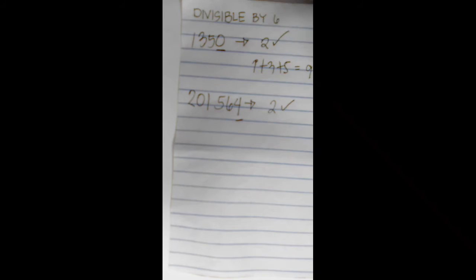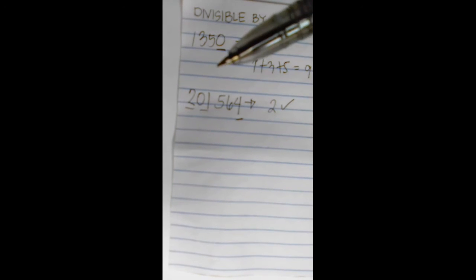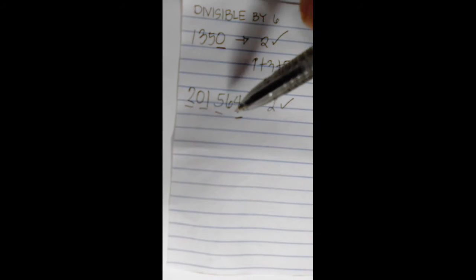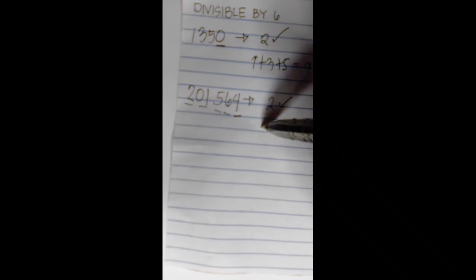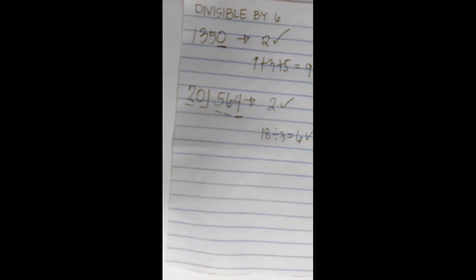So, let's add. We have 2 plus 1, that is 3 plus 5, 8. 8 plus 6, 14. 14 plus 4, that is 18. And 18 is divisible by 3, which is 6 yan. Okay. Ano nga po ba yun sa divisible by 6? The number is divisible by 6 if the number is divisible by both 2 and 3. Next.